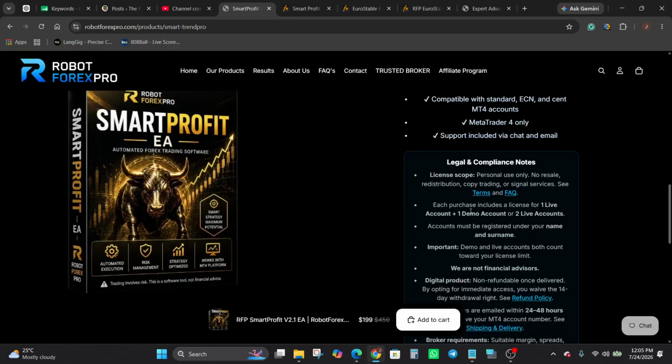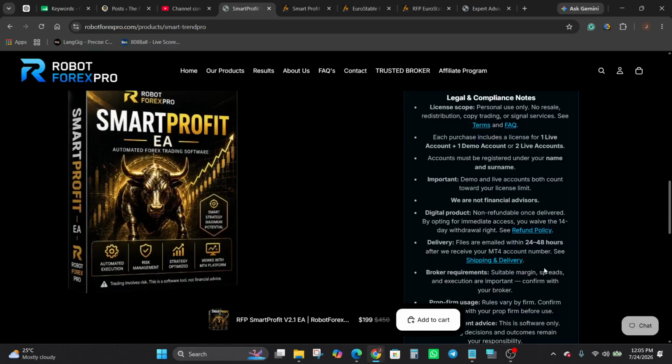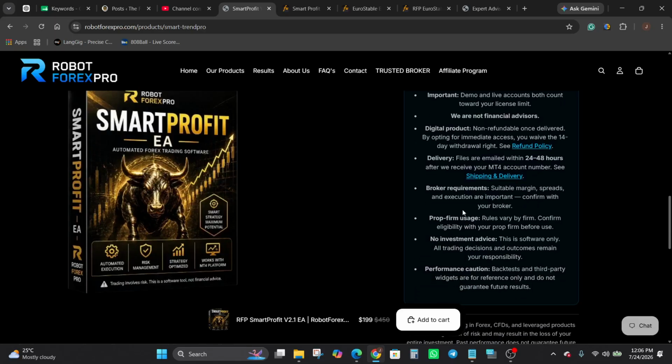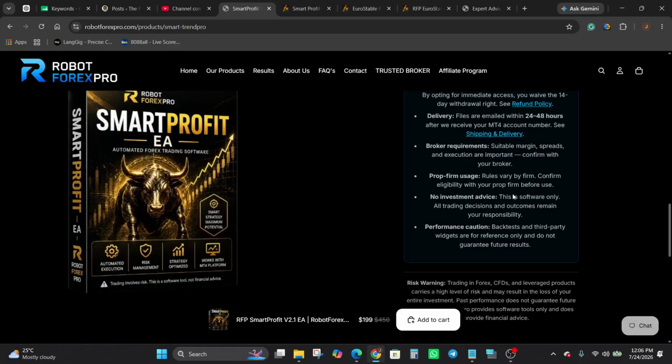As for the delivery, you can see files are emailed within 24 to 48 hours after they receive your MT4 account number. It's a digital product, so it's non-refundable once delivered. By opting for immediate access, you waive the 14-day withdrawal right. We can also see that there are broker requirements suitable for this EA. Suitable margins, spreads, and execution are important, so confirm with your broker.